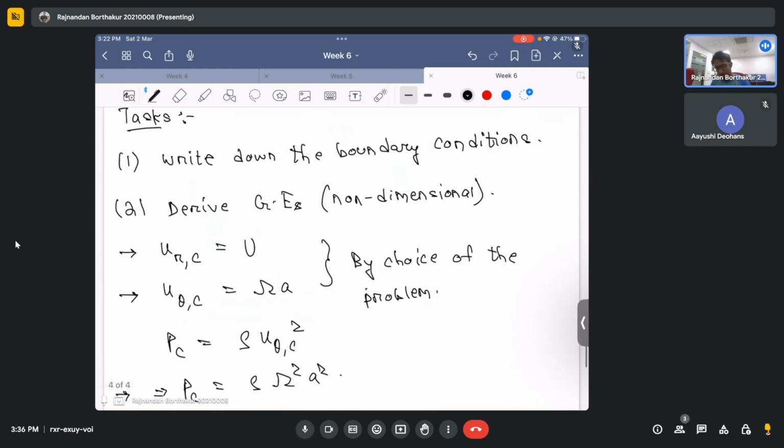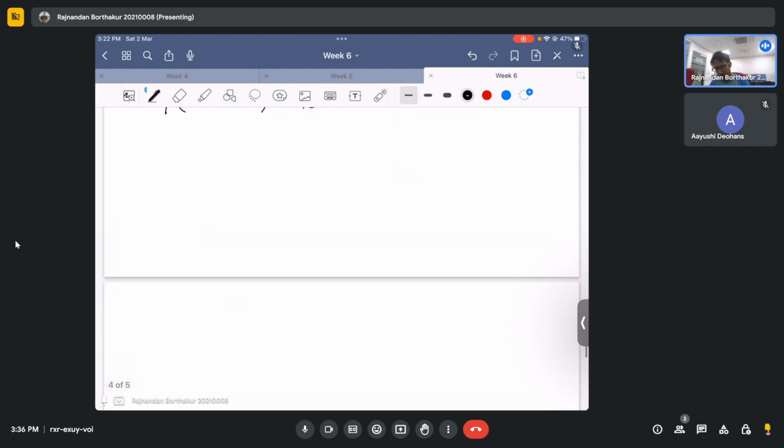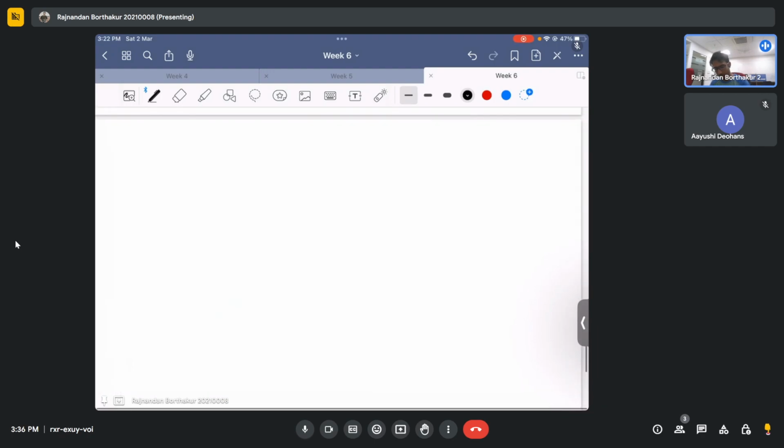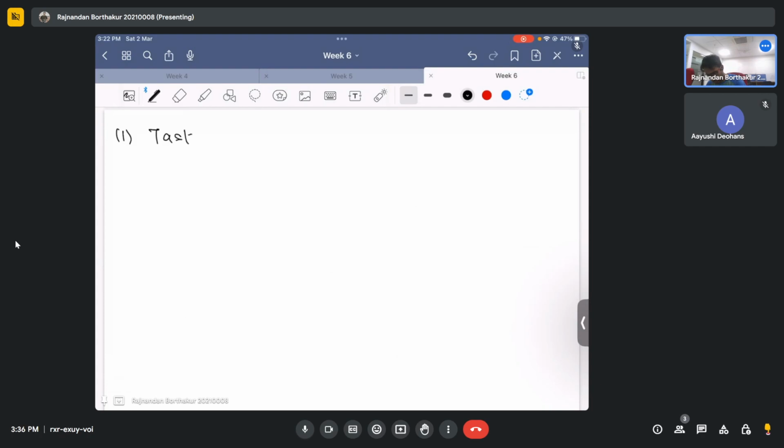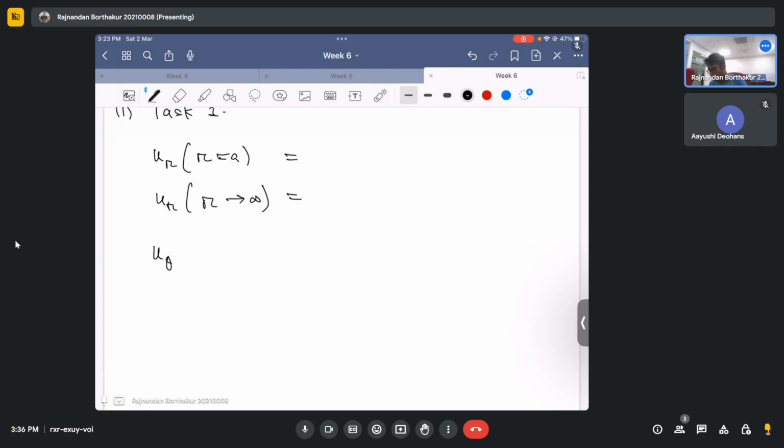So task one is very simple. We'll begin by solving task one, and then we'll move forward. Task one is just laying out the boundary conditions. So can you tell me the boundary conditions now? What is ur at r equals a? What is ur when r tends to infinity? What is u theta at r equals a? And what is u theta when r tends to infinity? These are obvious from the problem that we saw.